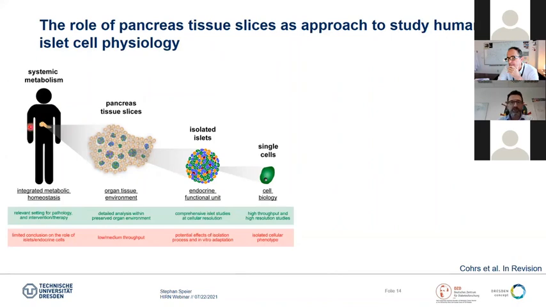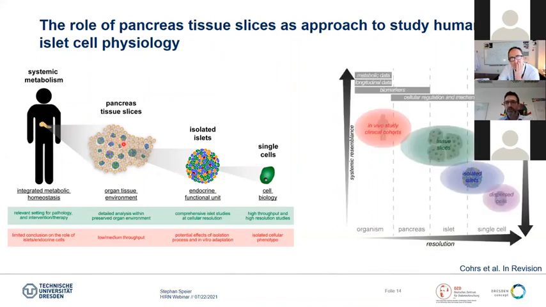I think another way to show this is when you look more in an experimental context, when you look at the resemblance of the systemic system, so the in vivo condition, the resolution you can get with your technology, and also the throughput.